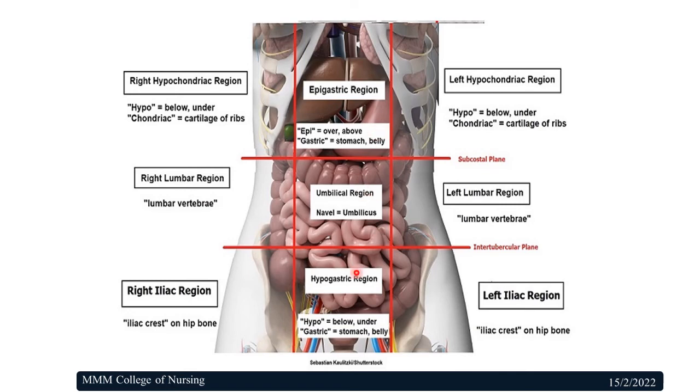The last area being the hypogastric region. Here, as seen earlier, hypo means below and gastric refers to the stomach or the belly. So when put together, this region refers to the area under the belly. So this becomes much easier to understand in terms of meaning, thereby helping you to remember.